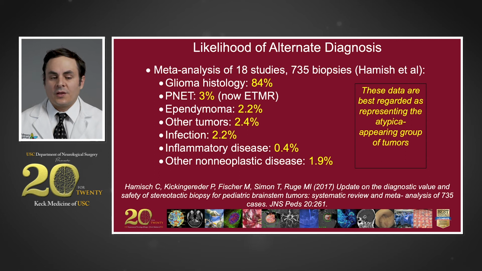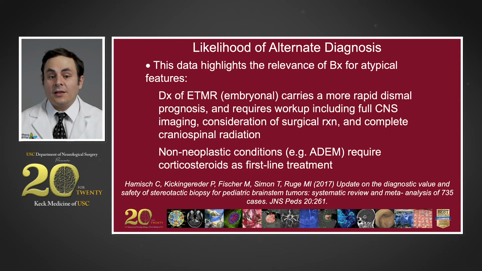With that in mind, a meta-analysis of 18 studies was published with 735 biopsies in all, and they showed that certain pathologies such as the expected glioma histology was present in 84% of cases. However, other pathologies, including a primitive neuroectodermal tumor, now ETMR, ependymoma, other tumors, infection, inflammatory disease, and other neoplastic disease were present in a fairly significant percentage of cases. And remember that these data are best regarded as representing the atypical appearing group of tumors. The data highlights the relevance of biopsy for atypical features.